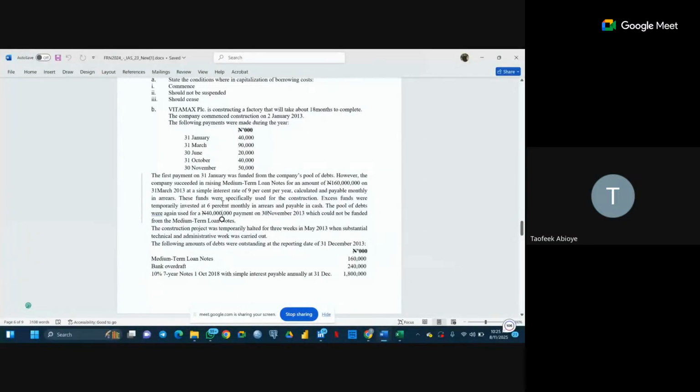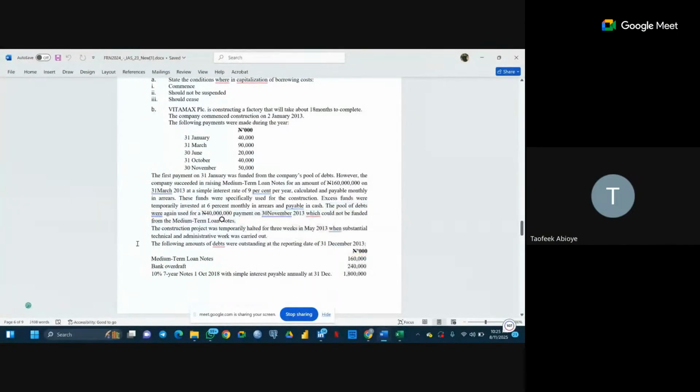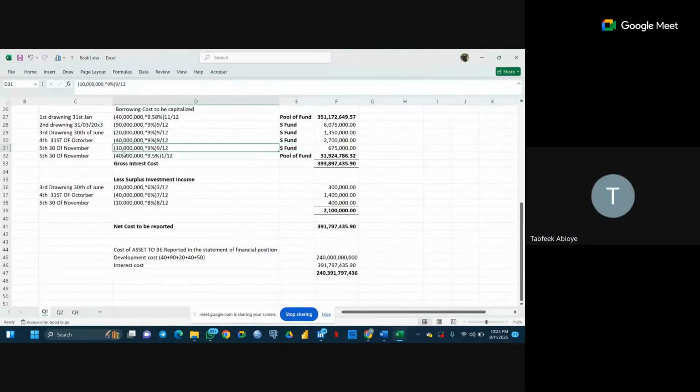The pool of debt were again used for 40 million payments on 30th of November, which could not be funded from the medium-term loan note. And we saw withdrawing of 50. We are told that 40 is from pool of fund because they could not use the medium loan to fund the total 50, which means that 40 from pool of fund and 10 from specific fund. I don't know if you get me. This is the reason why we break it down here. You are welcome, man.